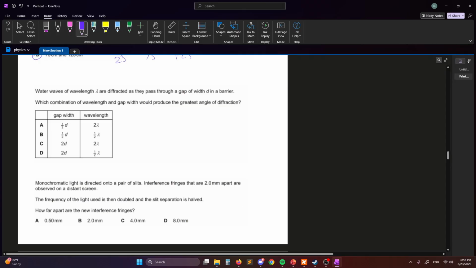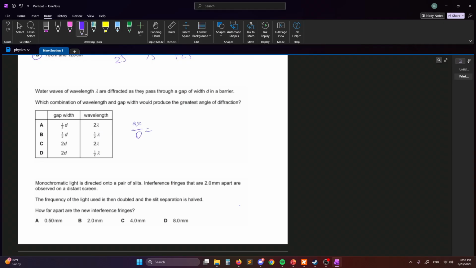Oh god, there's something on my monitor. All right, so if we wrote our equation, just remember this, it's wavelength, right? Which combination of wavelength and gap width would produce the greatest angle of diffraction? Angle of diffraction is based on x here, right? Basically, this means distance between fringes. So if we decrease the gap width and increase this one, for example, we get x is equal to D, like this, right? So we want to increase this one and decrease a, which is the gap width. So it's just going to be a, where we decrease this one and increase this one.